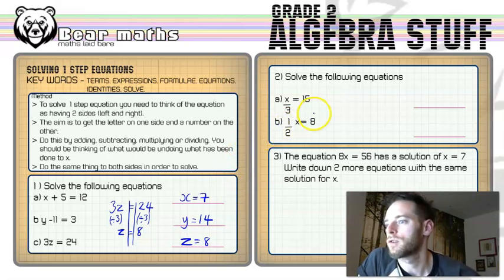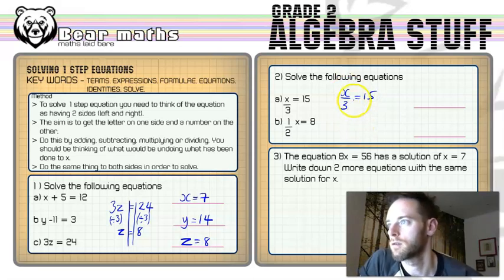Now, number 2, we've got some slightly awkward looking questions. When you see fractions in things, it can look a bit scary. But we've got x over 3 equals 15 in this question here. So x over 3 equals 15. Almost give the answer away then.